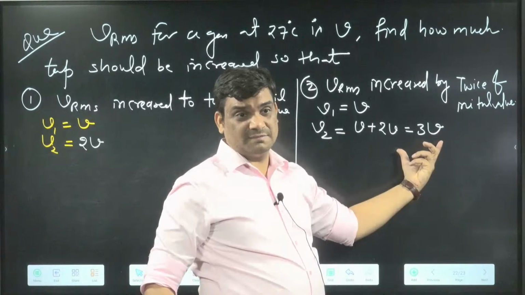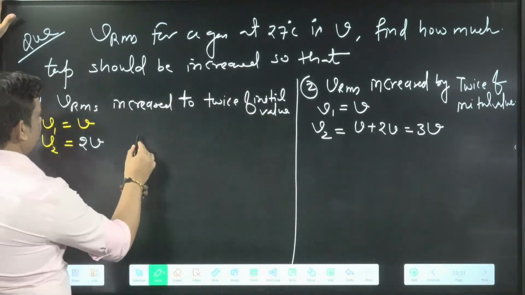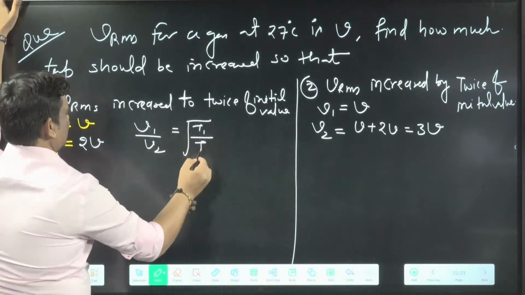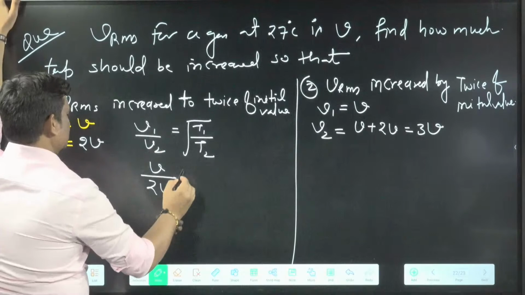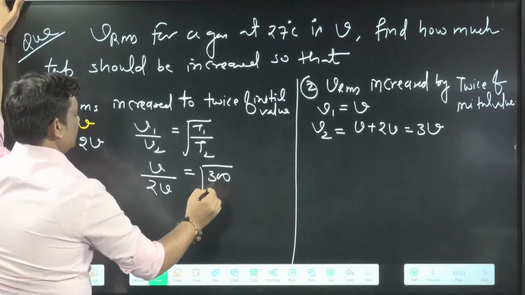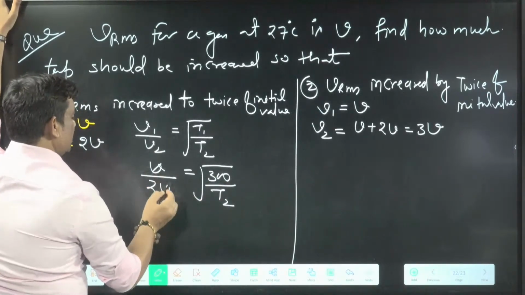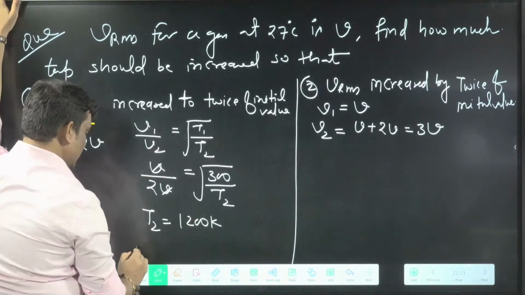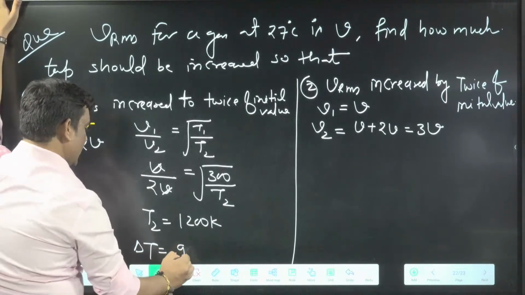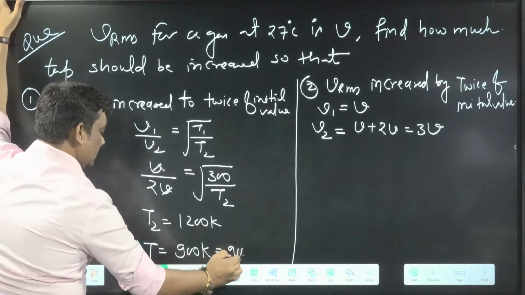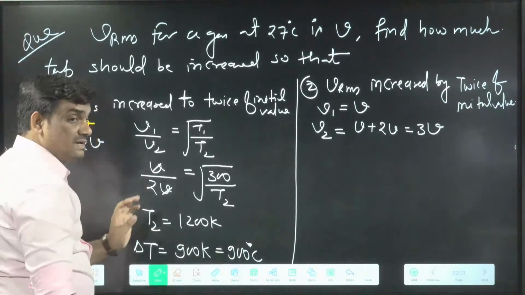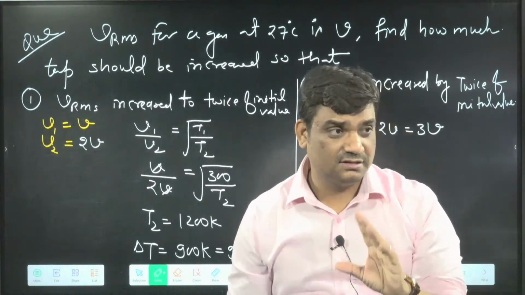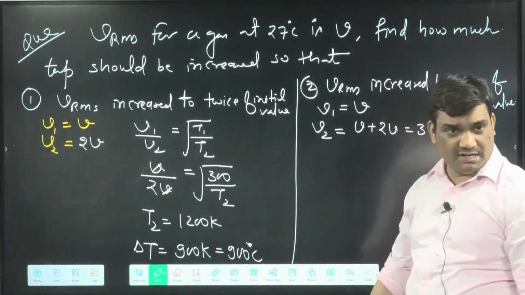This one is clear. Now the question is easy, because V1 by V2 equals root of T1 by T2. Now we can write V divided by 2V equals root of 300 divided by T2, where you have to put in Kelvin. So T2 will be equal to 1200 Kelvin. They are asking for the change, so the change will be 900 Kelvin or 900 degree Celsius. Change is always the same. Do you know this thing? Change is always the same in Kelvin and degree Celsius. 900 Kelvin, 900 degree Celsius.